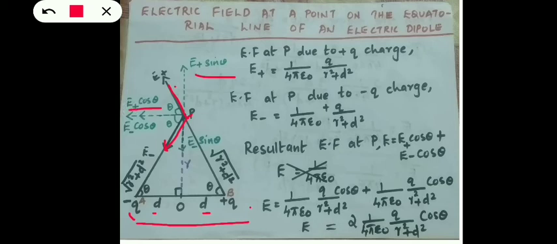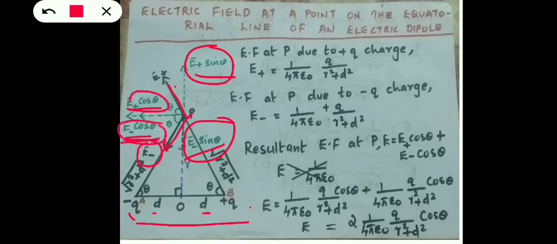Similarly, we have resolved E minus into two perpendicular components. One is E minus sine theta, which is the vertical component, and another one is E minus cos theta, which is the horizontal component. So E plus sine theta and E minus sine theta will cancel each other since they are equal and opposite. And E plus cos theta and E minus cos theta are acting along the same direction, so they will add up and produce the resultant electric field at the point P.